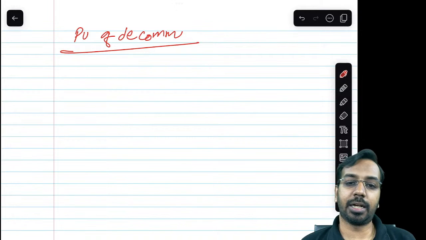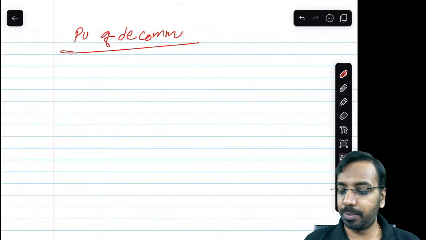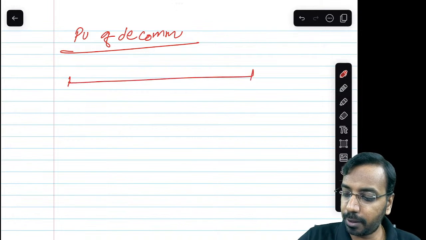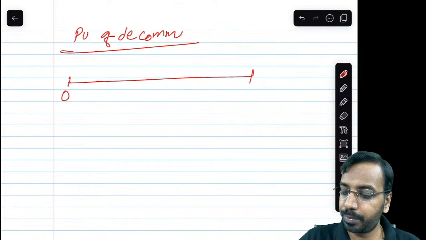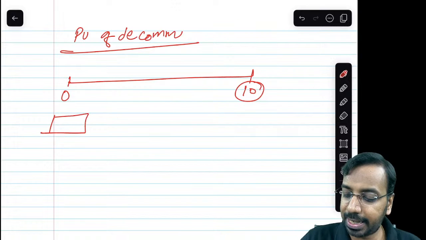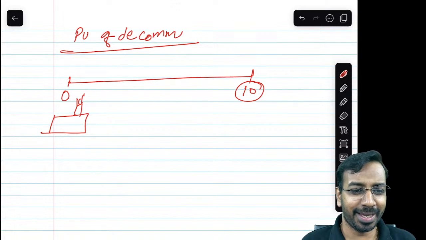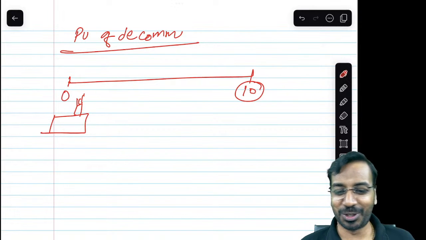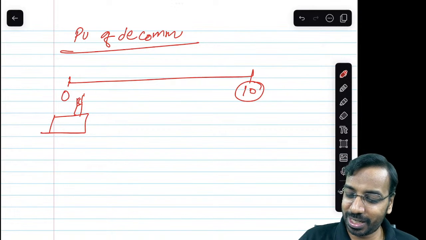Present value of decommissioning cost. Now what is this present value of decommissioning cost? Let us say we are standing today at 0 and this is year 10. We have taken a site on which we have built a refinery. Okay, the animation team does a very good job in that. Right, so there is this factory which we have set up. This is a refinery.